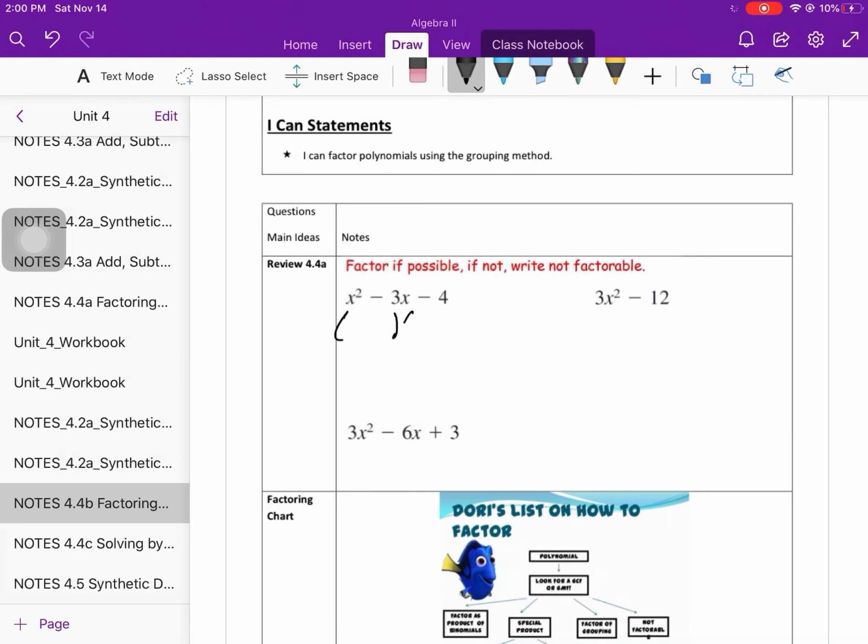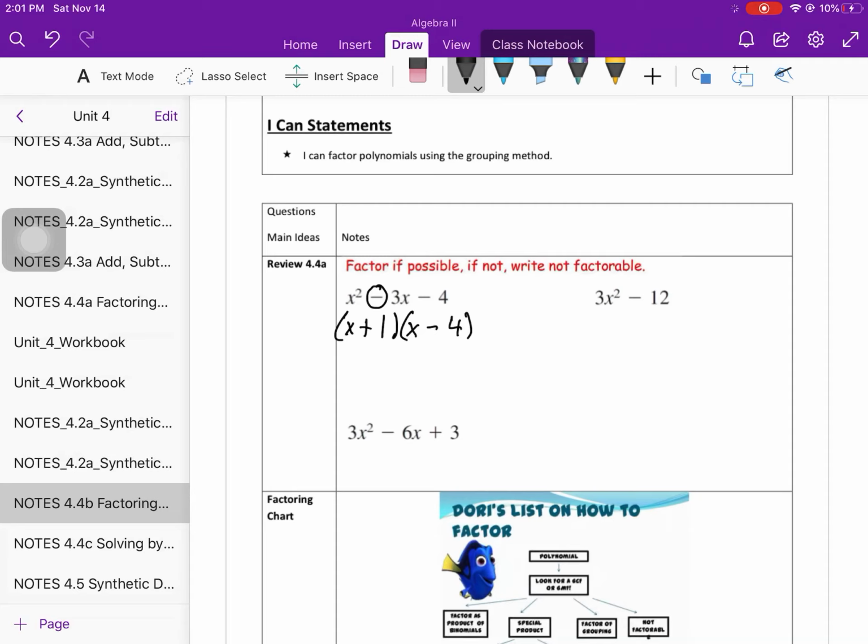So this problem we would do the double parenthesis, x squared minus 3x minus 4, we would get x and x. Factors of 4 that have a difference of 3 would be 4 and 1, and then we know the signs are different and the negative has to be the bigger one, so it's x minus 4 and x plus 1.